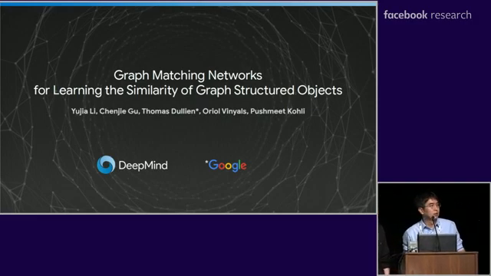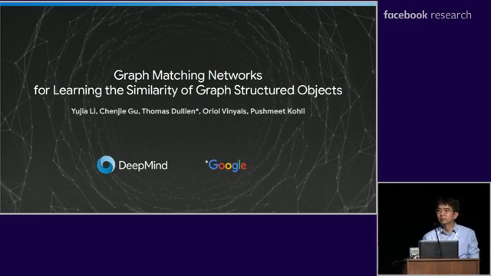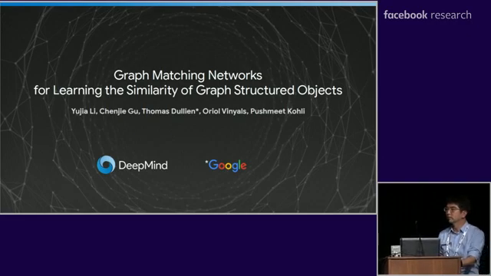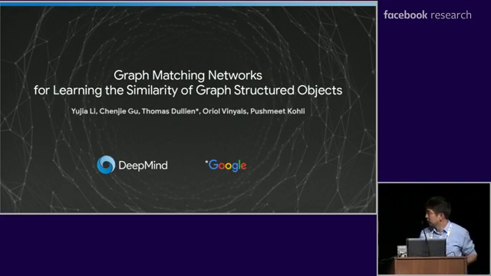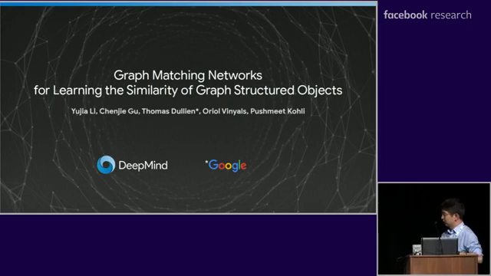Any questions? So I have one question. So how slow is your graph matching network compared to the baseline?